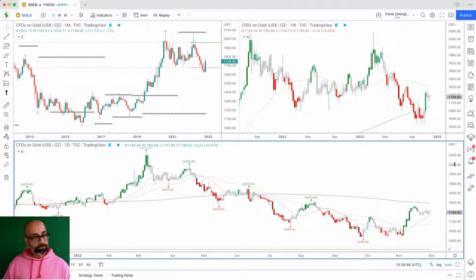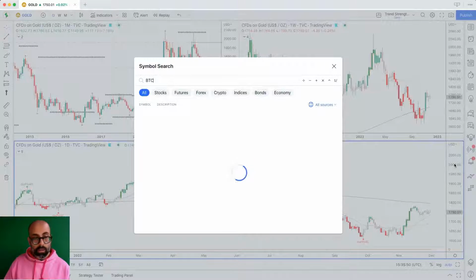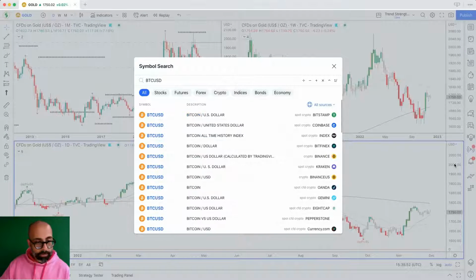So going back to gold, it's a no show. So let's have a look at Bitcoin.